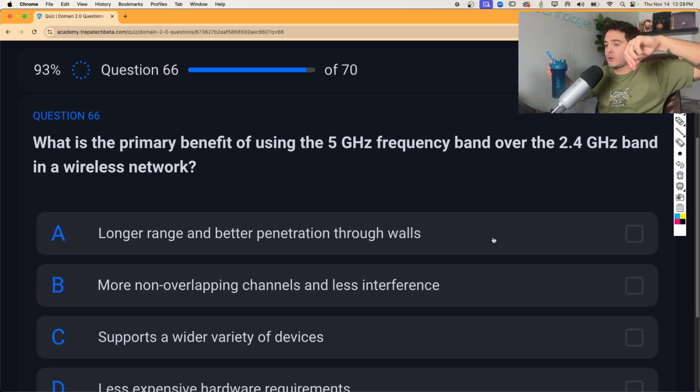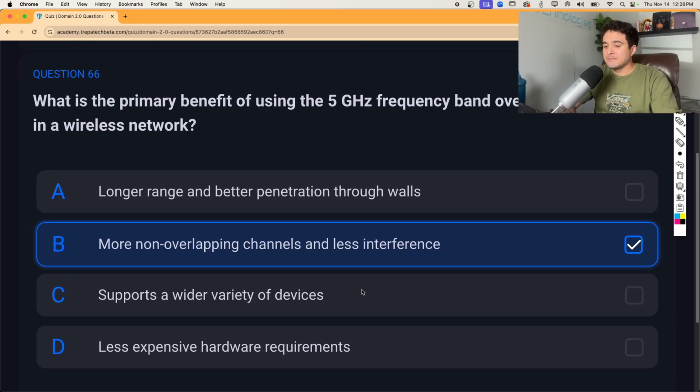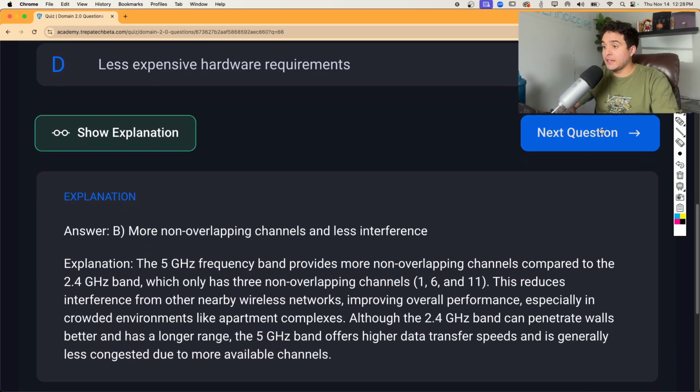You drop 2.4 gigahertz in the middle of a football field, it's lighting that thing up like a Christmas tree on your wireless scanner. And it penetrates through walls better. That's the benefits of 2.4 gigahertz. Now 5 gigahertz, it wins on more non-overlapping channels and less interference. Pause the video if you'd like to read the explanation.